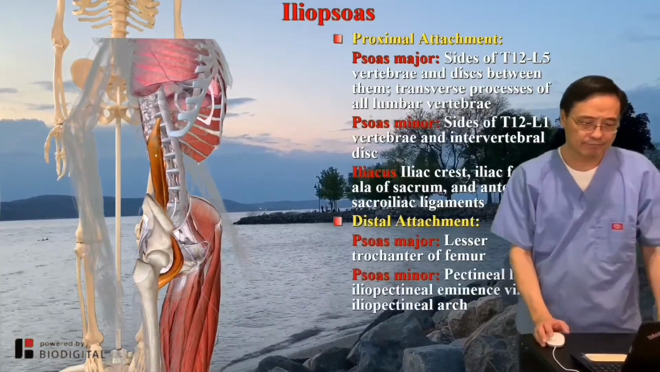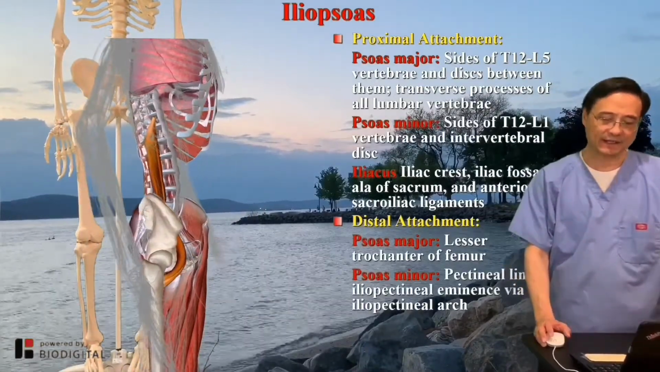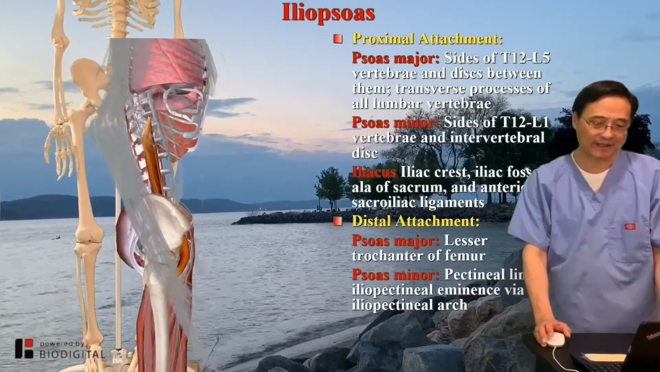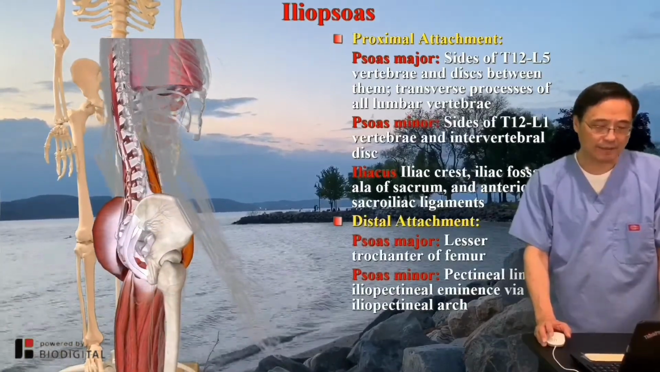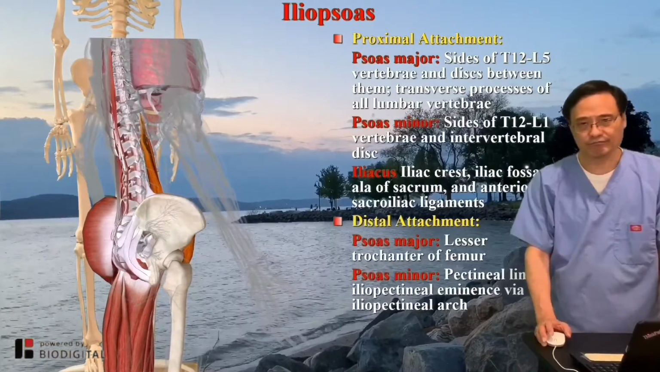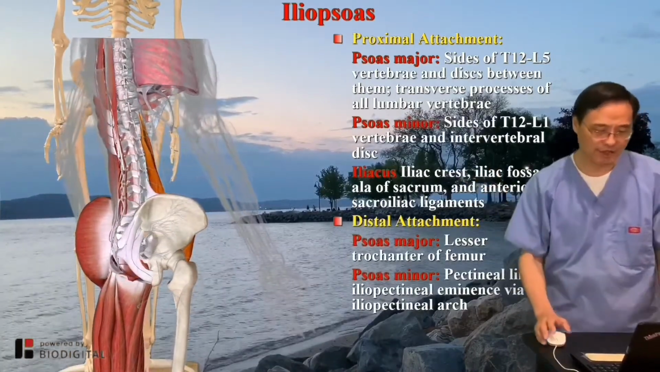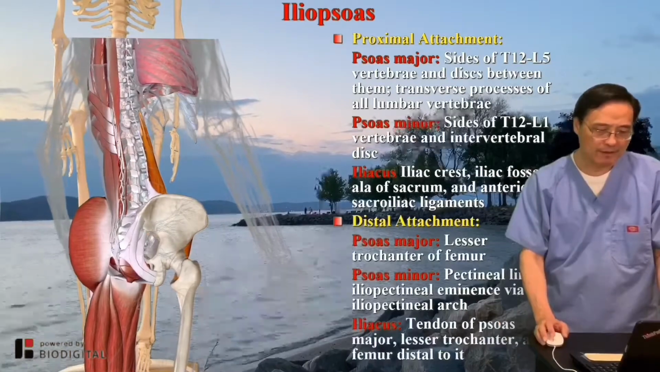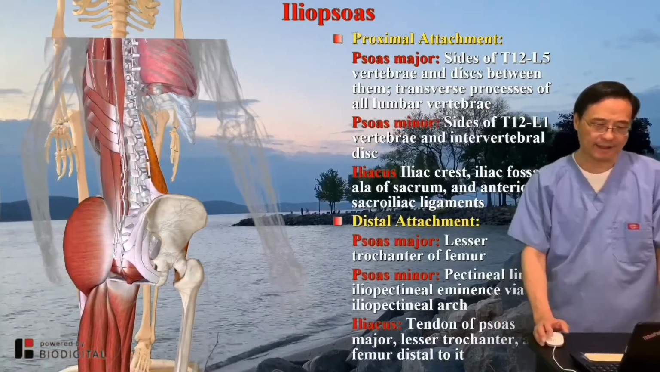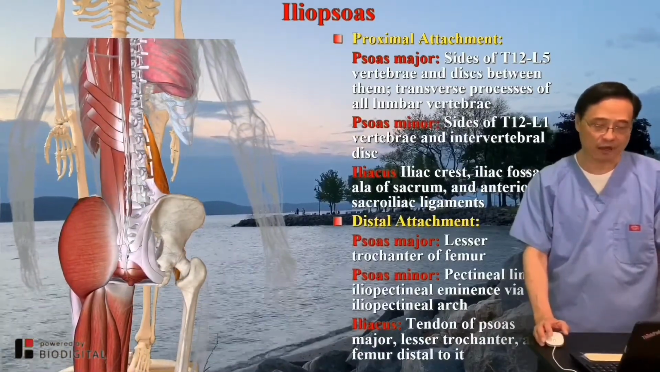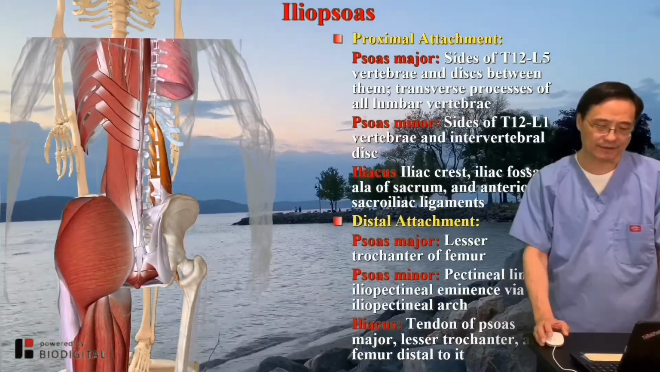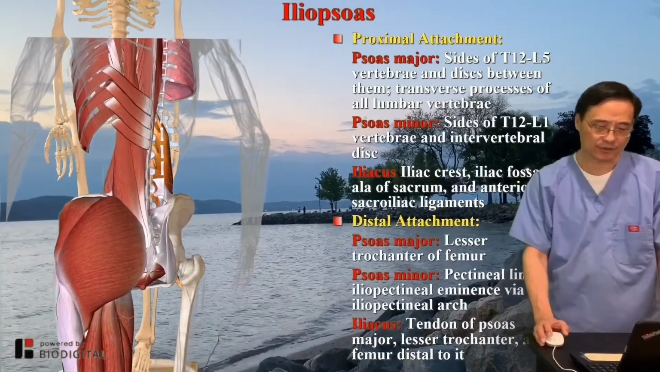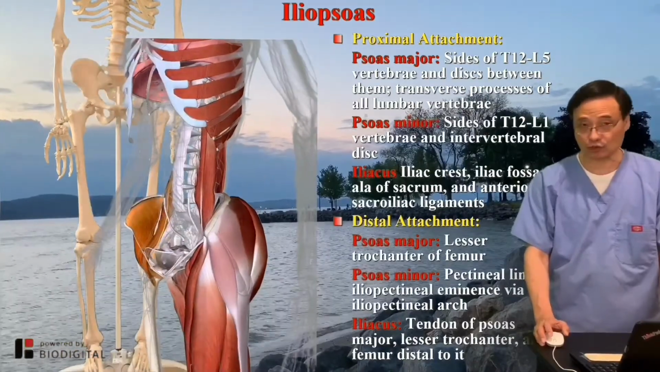And psoas minor is the pectineal line and iliopectineal eminence via the iliopectineal arch. But tiny, it's not that important. And iliacus will be the tendon of the psoas major, and the lesser trochanter, and also the femur distal to it.